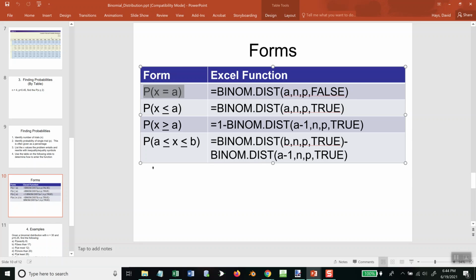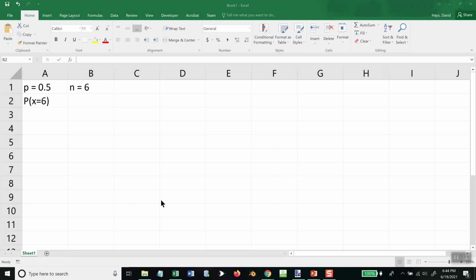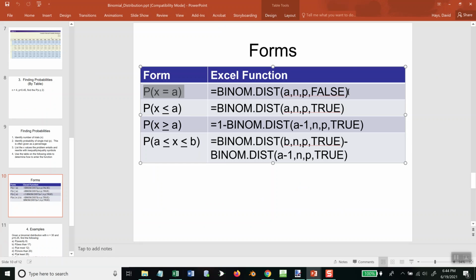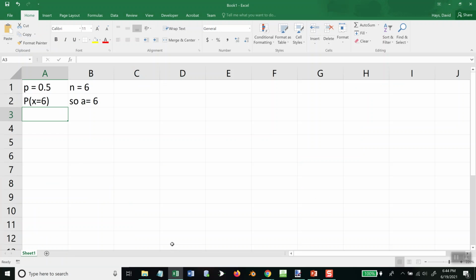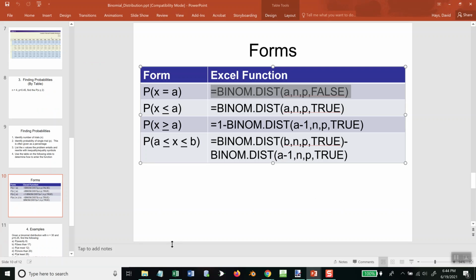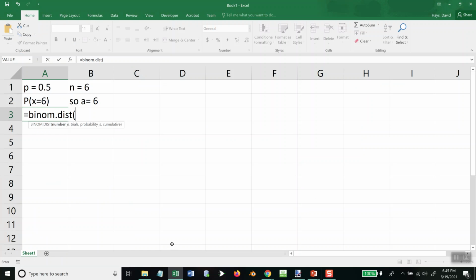Now, with this form right here, probability X equals, whatever your X equals is your A. So in this problem, A is equal to 6. We're going to put it in this form here. So equals binom dot dist, A, N, P. P is 0.5 and then false.